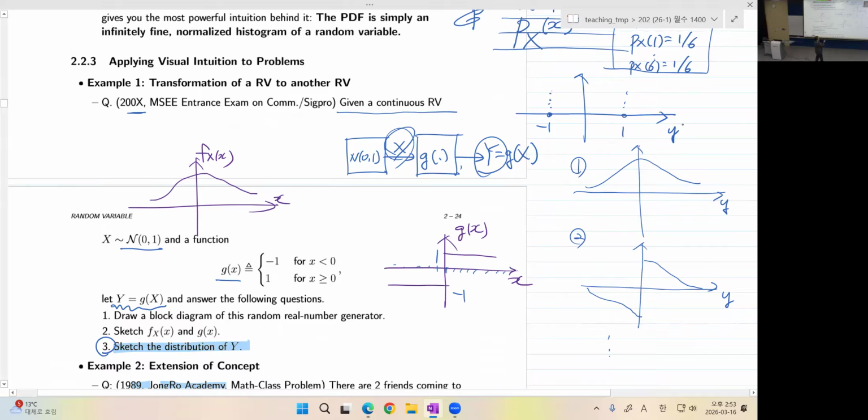Now let's convert it to a histogram, normalized histogram, and consider the limit of it by generating many x and reducing the bin size smaller and smaller. What will happen? You will have 2 delta functions, one located here and the other located there. And what would be the height of them? 1/2. So you have 1/2 delta(y+1) plus 1/2 delta(y-1).